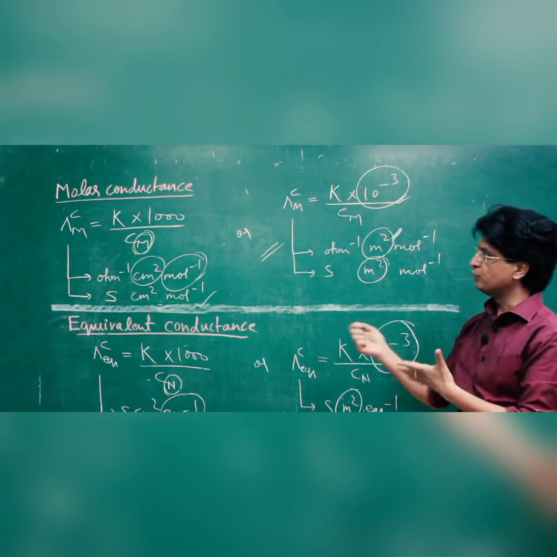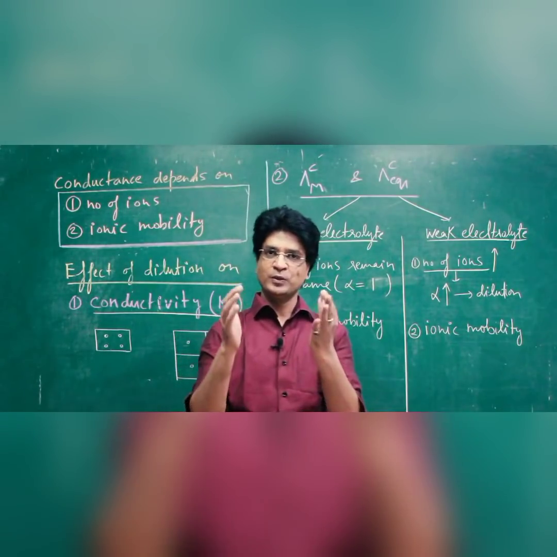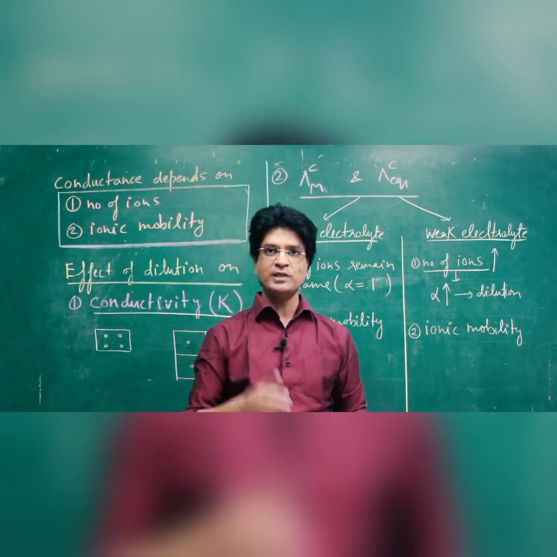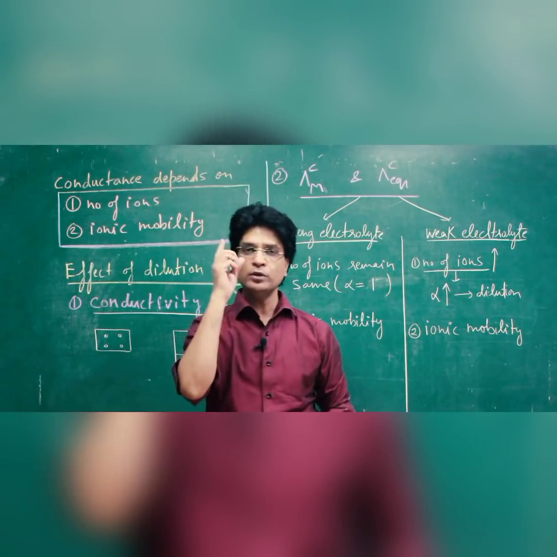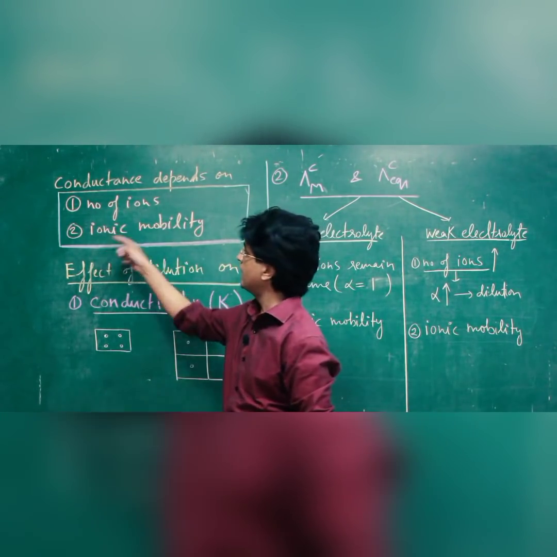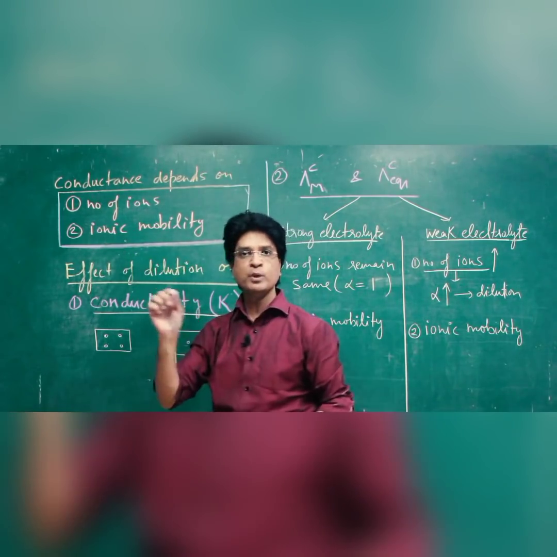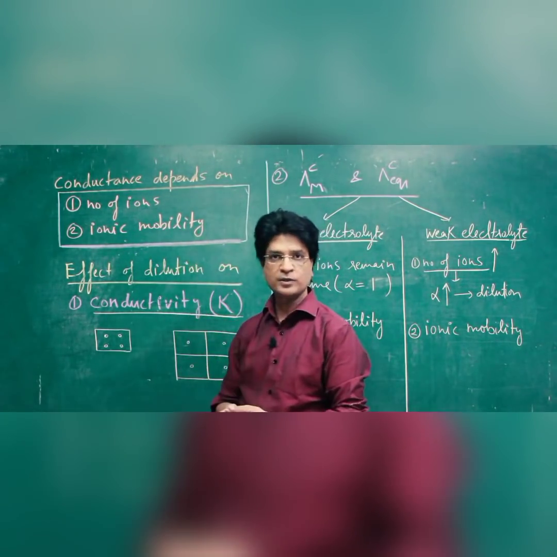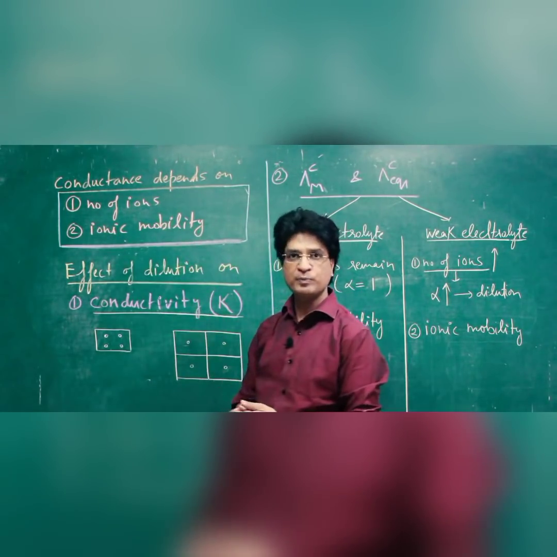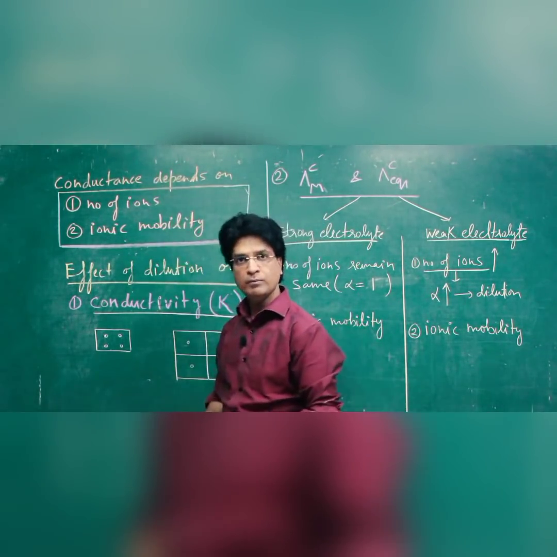Okay, now let's move forward. So students, after understanding the factors affecting conductance, we can now safely say that the conductance depends on two factors. One is number of ions, second one is ionic mobility. Ionic mobility in simple words means the speed of the ions. If we have more number of ions moving with higher speed, the conductance will be more.